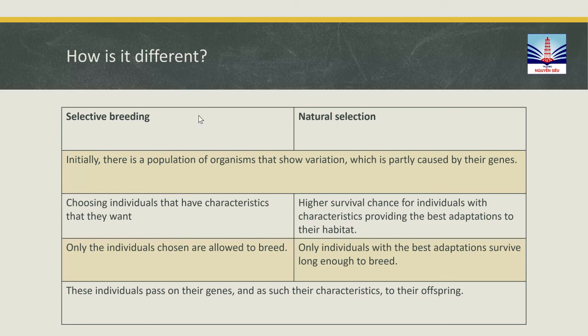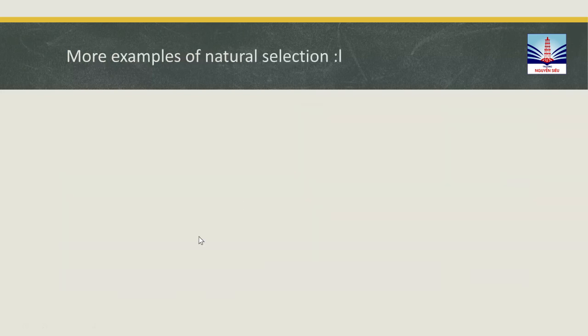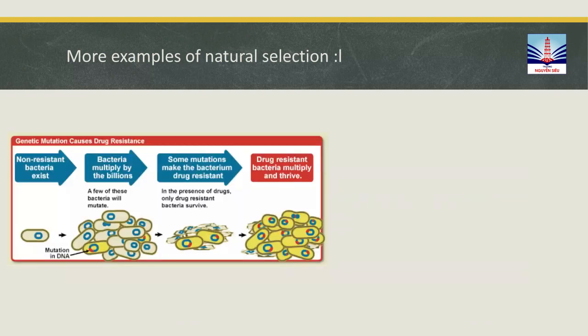Boom. So here are some more examples of natural selection. First is bacteria. Now, if you look at this chart, you can see at the beginning, let's say that we are testing these bacteria against drugs.